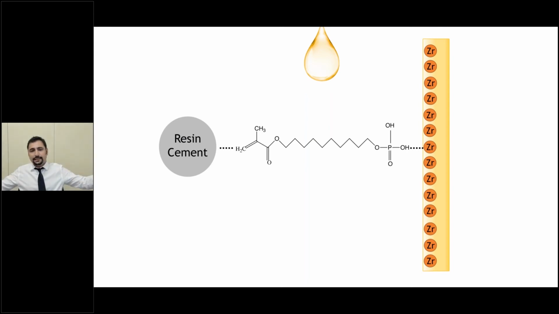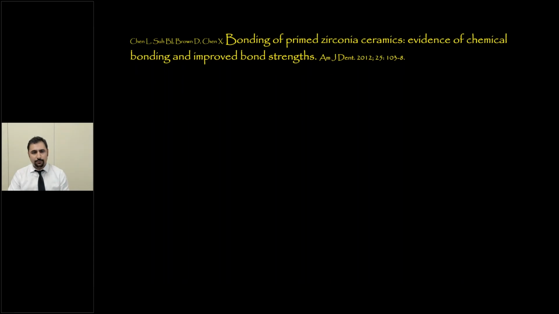So that's a link between the zirconia and the resin cement, and that's how it's going to create a chemical bond between these two. Now, the question becomes, do we really have proof that applying MDP creates a bond between zirconia and resin cement, or is it just a theory? The answer is within this publication.